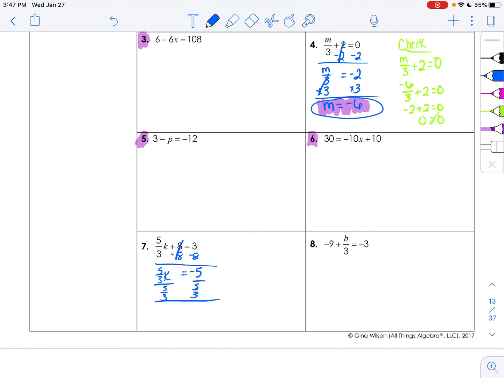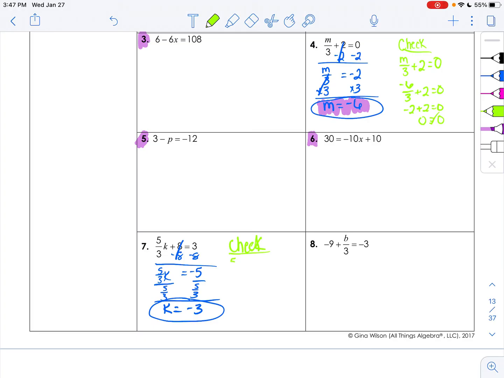And 5/3 divided by 5/3 is 1, so that's k equals. And then negative 5 divided by 5/3, and you can put that in your calculator, is negative 3. So I think my answer is k equals negative 3. But we're going to check it.